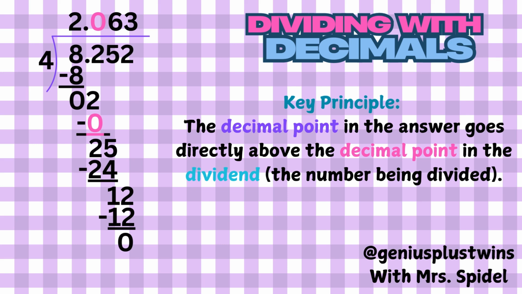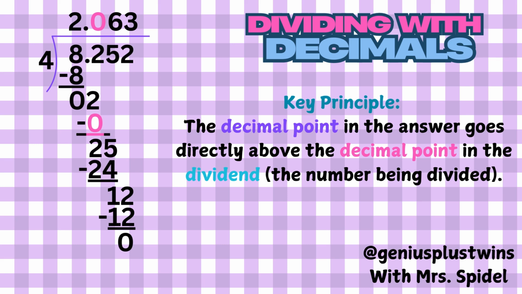Then you can continue. 4 times 6 equals 24. When I subtract 24 from 25, I will have 1 left over. Then I bring down the final 2. That will have me determining how many 4's are there in 12. And I know there are 3. 4 times 3 equals 12. And when I subtract 12 from 12, I have 0 left over.